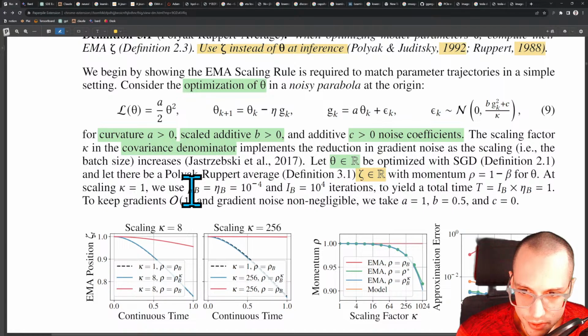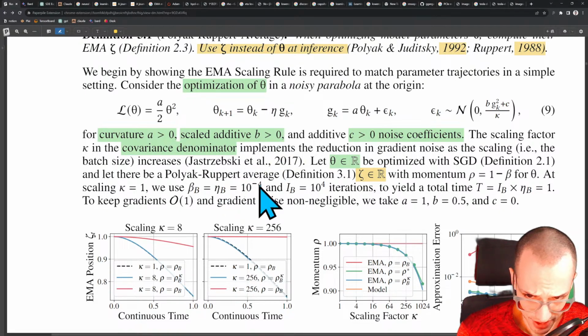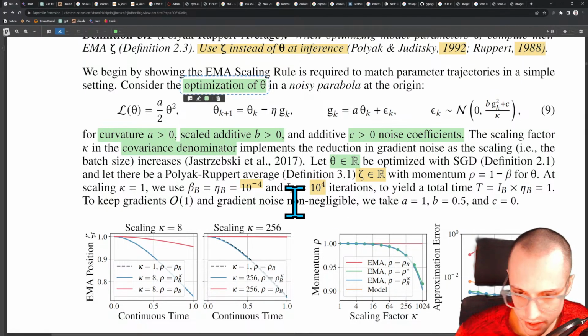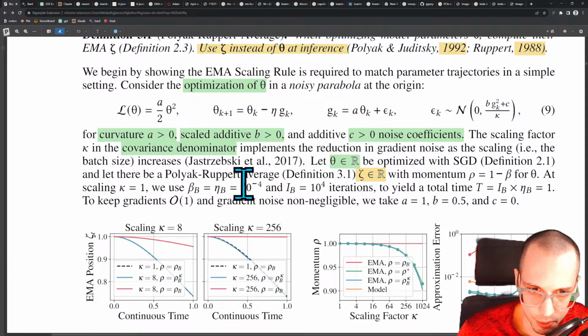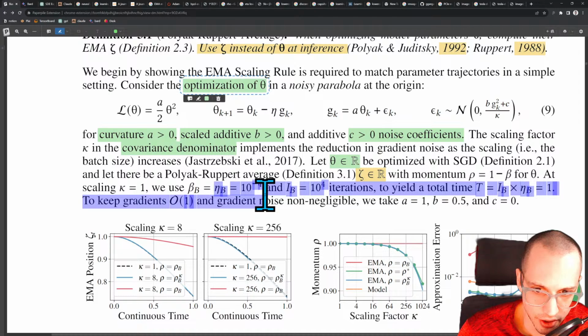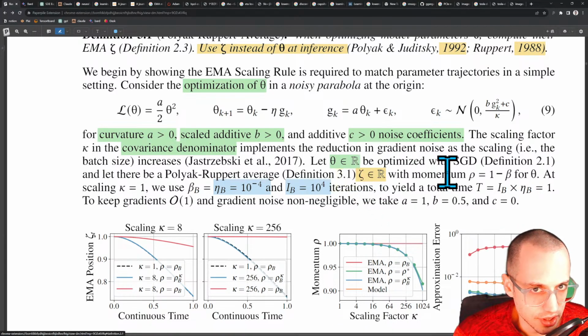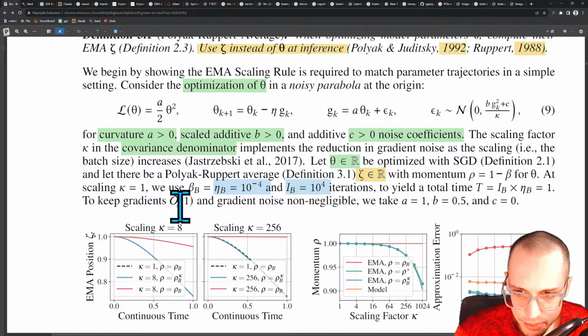At scaling k equals 1, we use the batch size beta b equals learning rate eta b equals 10 to the negative 4. So they're going to start with a learning rate of 10 to the negative 4, and they're going to run that for 10 to the 4th iterations. Actually, the correct color here, according to our color scheme, would be blue. Blue is generally the color scheme I use for numbers and numerical things. To yield a total time T equals eta b times N b equals 1. Yeah, if you multiply 10 to the negative 4 by 10 to the 4th, you get 1. To keep the gradients O of 1, so the order of the gradients is 1, and the gradient noise is non-negligible, we take A equals 1, B equals 0.5, and C equals 0.